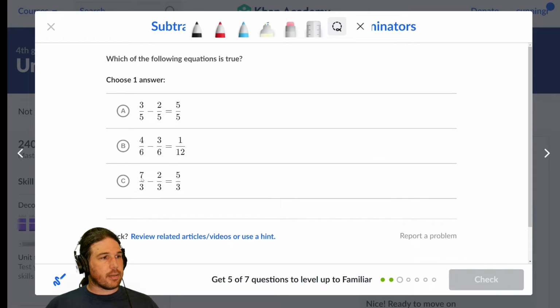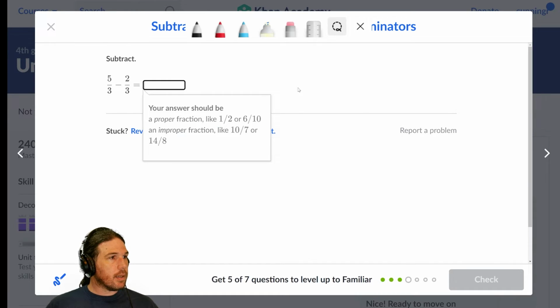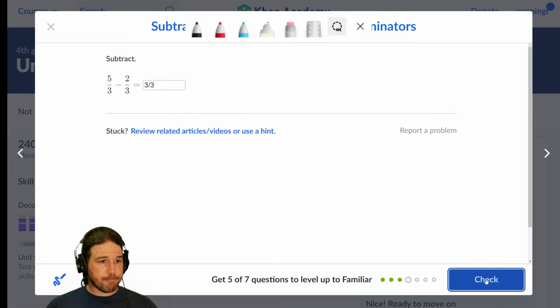How about C? 7 minus 2 is 5. Good start. And yes, indeed, we are counting thirds. We start with thirds. We end with thirds. We're done. 7 thirds minus 2 thirds is 5 thirds. Five minus 2 is 3 over 3.